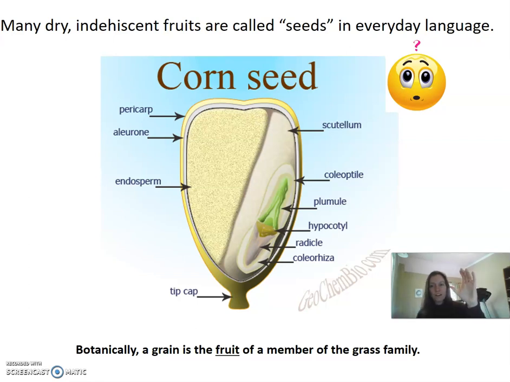I should use this hand, the bottom right hand side of the corn. And then we have endosperm, which can feed that developing embryo, enclosed in a pericarp, and an aleurone and a scutellum, which help to protect that embryo.